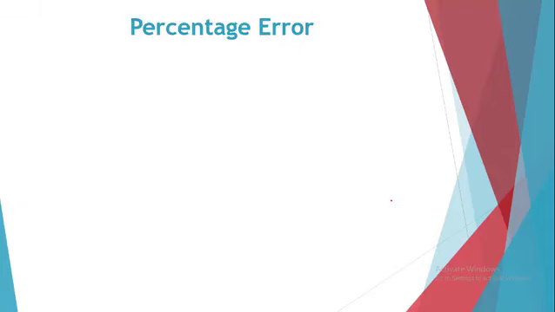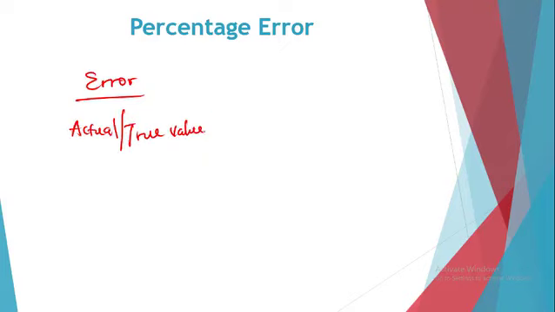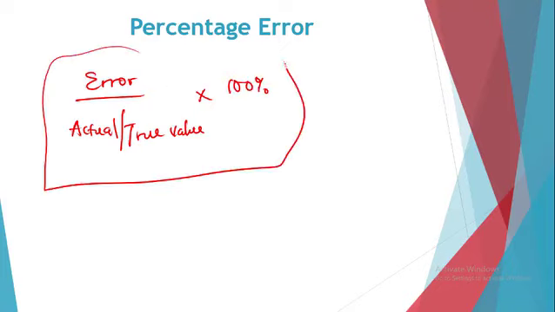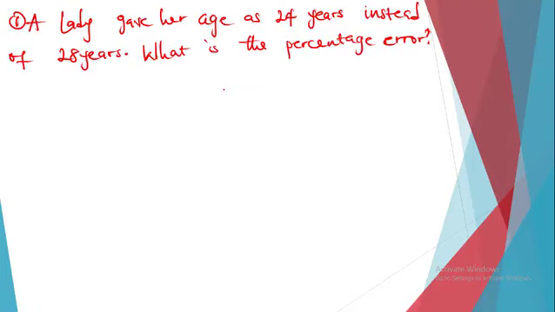Okay, we have percentage error. Percentage error is given by error all over actual or true value times 100%. Okay, that's the formula we'll be using under the percentage error. So let's take an example. We have a question on the board.